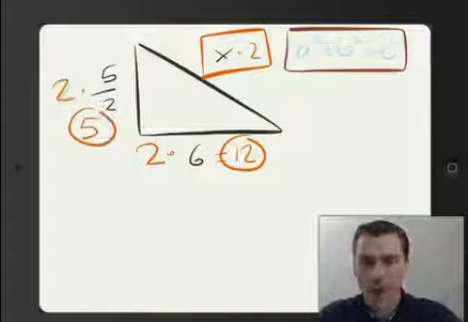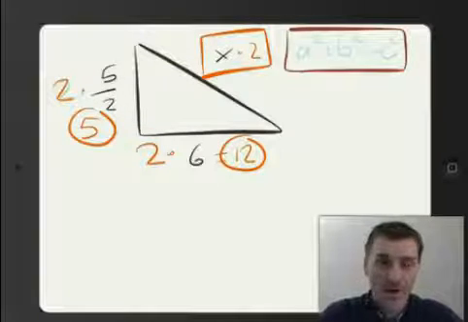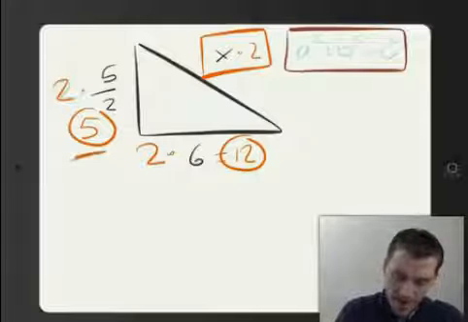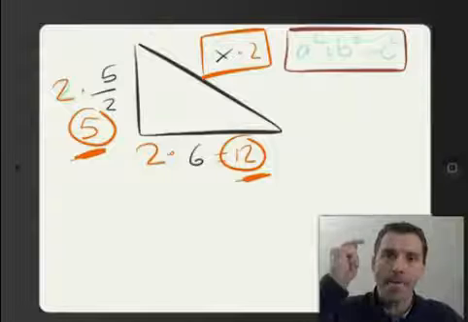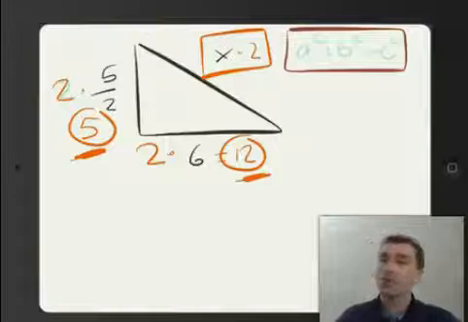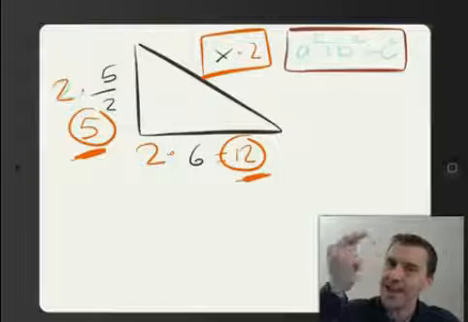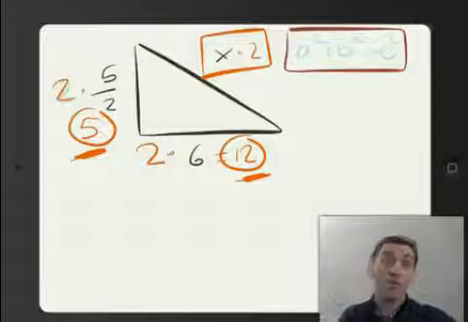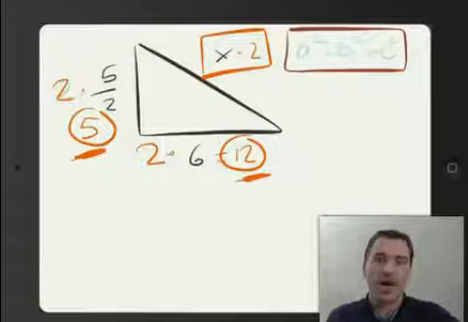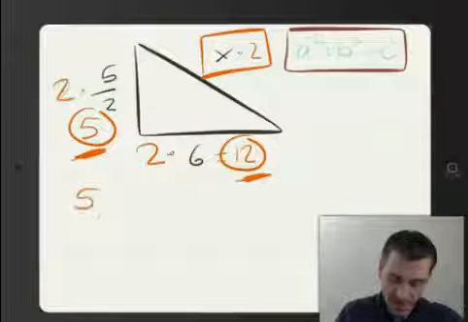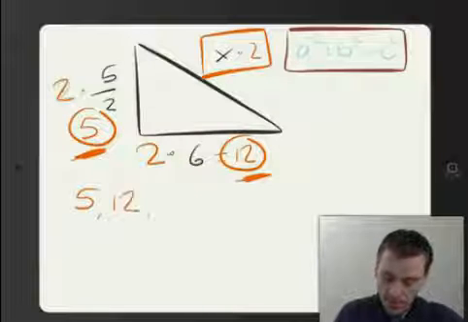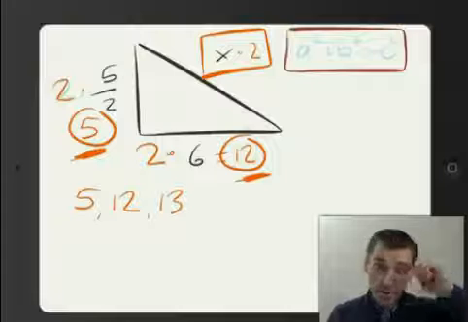Now I'm going to stop there. Why would you stop there? Because, check this out. I have 5 as one leg. I have 12 as the other leg. Ba-bam! What does that sound like to you? And if you don't know, you need to study. That's a 5, 12, 13 triangle. So it fits into a 5, 12, 13 triangle.